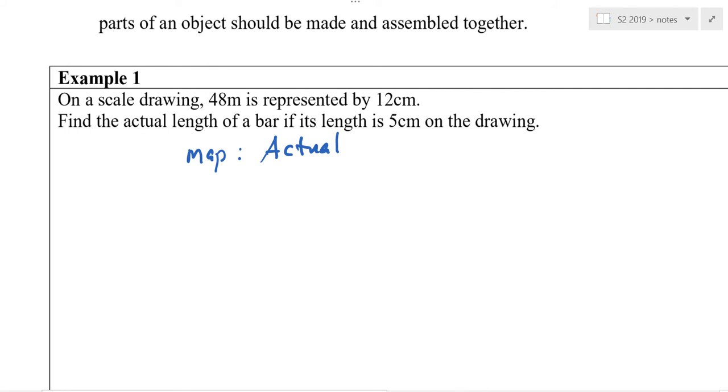Now, how do I then write? What do I write under the map? 48? Good. It's wrong. Any one of you able to hold a map that is 48 meters long? Do you know how long is 48 meters?